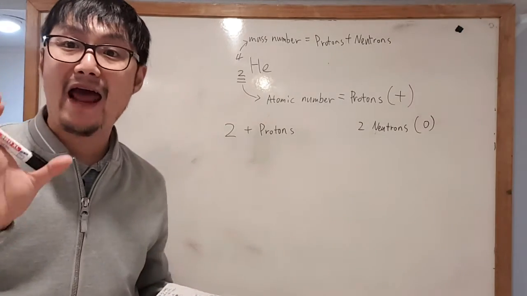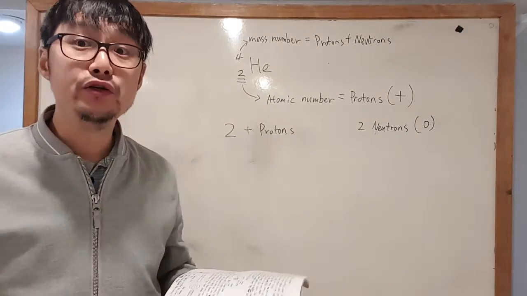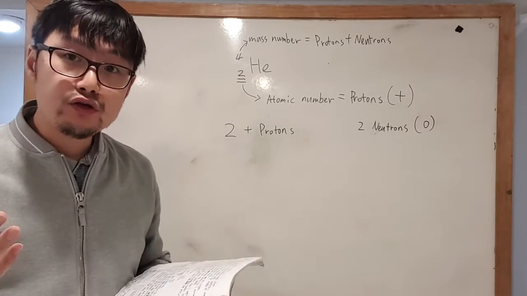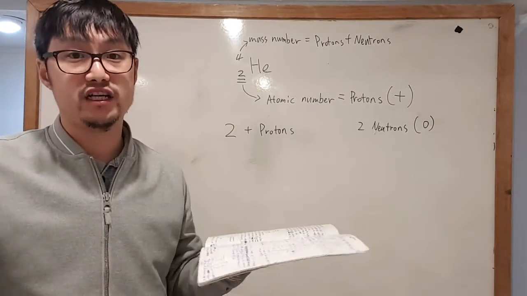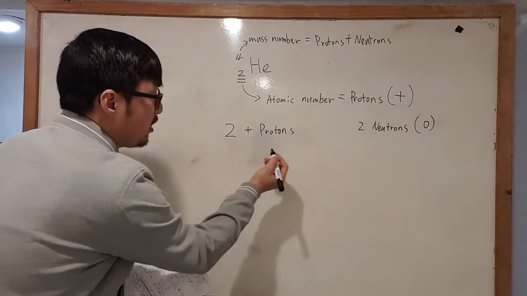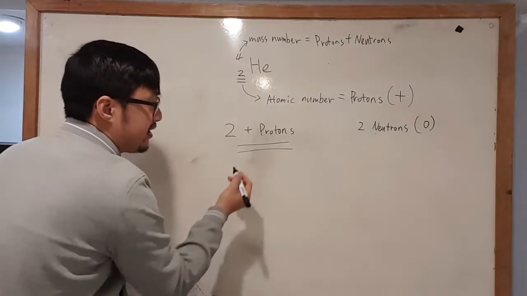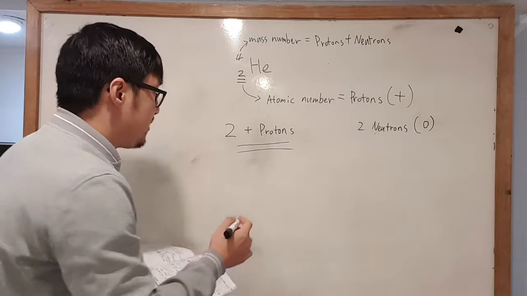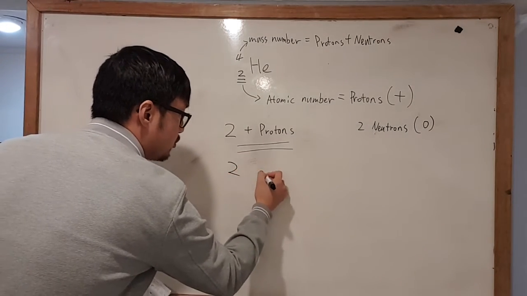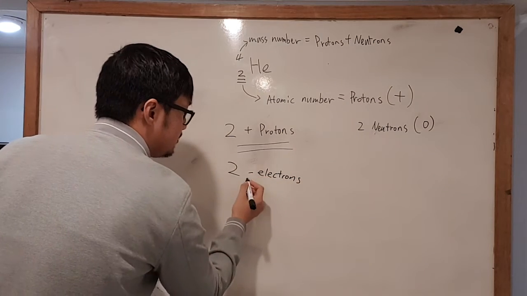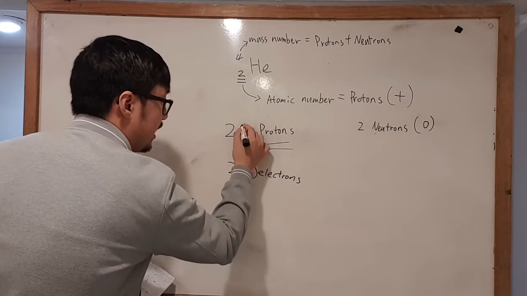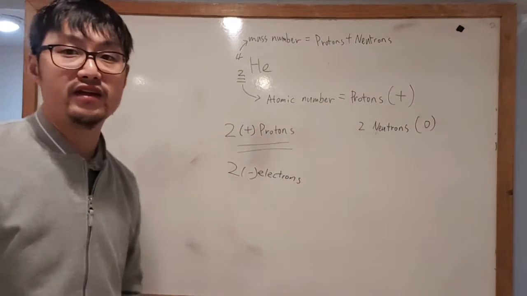And then we have, well, what about the electron? An atom is always neutral. Neutral does not mean it doesn't have any charge. It just means the overall charge is neutral. If there are 2 positive protons, then how many electrons must it have? It must have 2 electrons, and these electrons are negative. So 2 positive protons and 2 negative electrons.